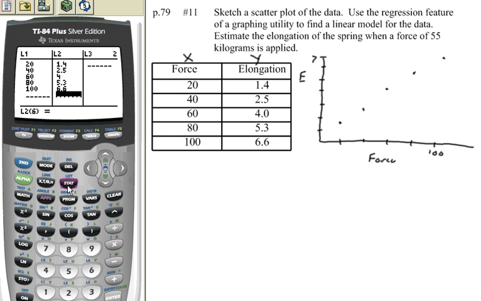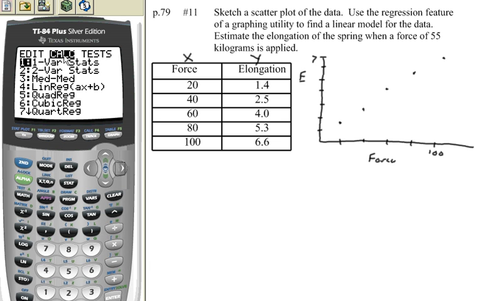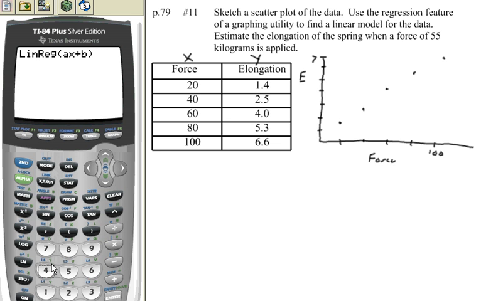Let's press our stat key again. Now, we started by editing our statistics. Now we want to calculate something. We want to calculate, look at the fourth choice, linear regression. We want to calculate a linear regression model in the form ax plus b. It's like y equals mx plus b, just written as ax plus b. I want to look at the data in list 1, so I'll press second 1, comma, list 2. So the data in list 1 and list 2. When I press enter, it gives me the best fit linear equation.